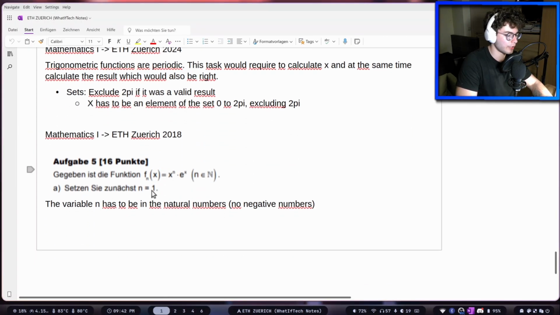Another example I found was gegeben ist die Funktion, and n is an element of the natural numbers. If you don't know what natural numbers were, you would be screwed, but now you know, and you're one step more prepared for the entrance exam.